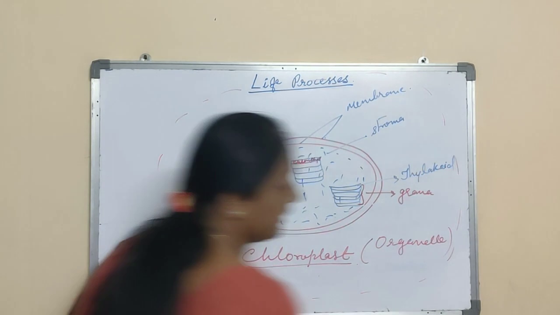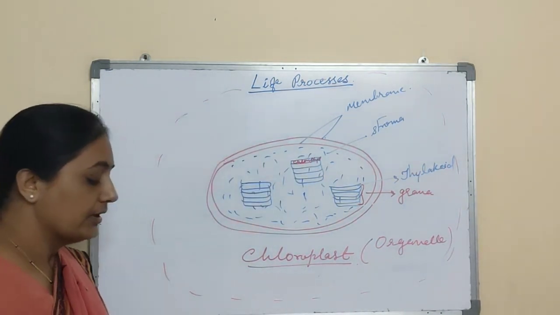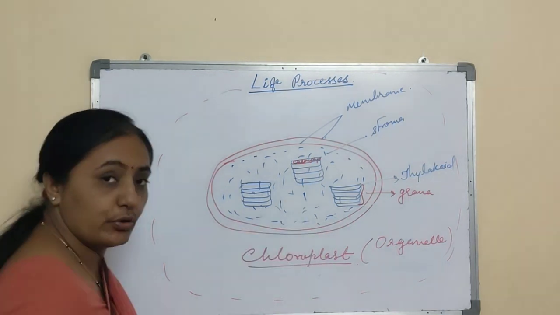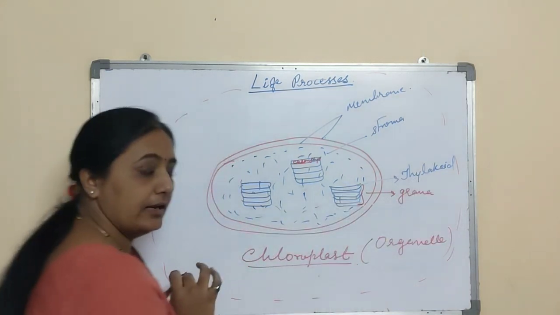It is a cell organelle. Chloroplast is present in the cell like mitochondria and all other organelles. Chloroplast is also one of the organelles, and this is the structure of chloroplast. Inside the chloroplast, a disc-like structure called the thylakoid is present.